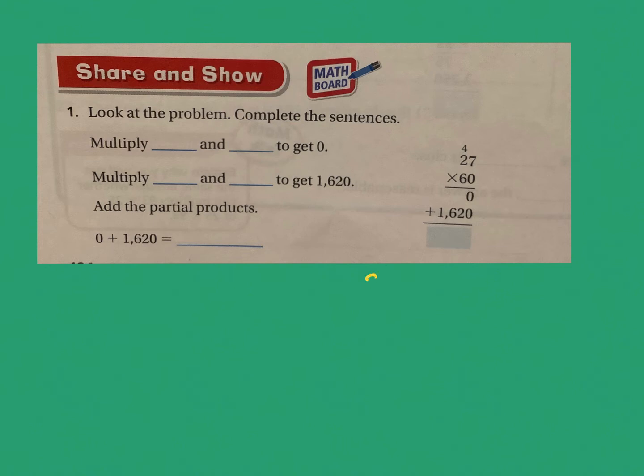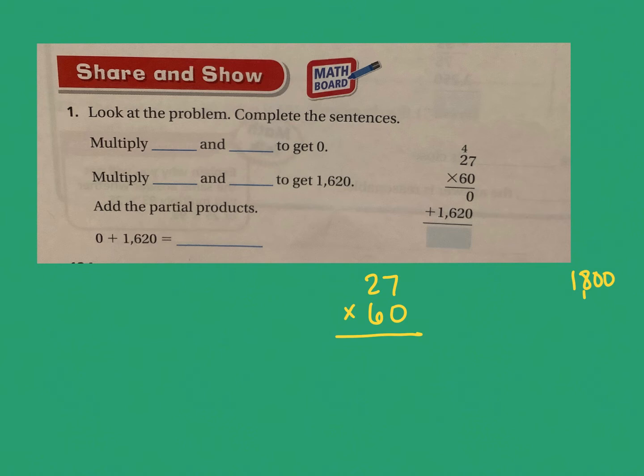We're doing 27 times 60. That's what we're going to do. And by the way, I would real quick do an estimate. 27 falls between 20 and 30. I'll round it to 30. 30 times 60. Well, 3 times 6 is 18 with 2 zeros on the end. My answer should be somewhere around 1,800-ish, right?